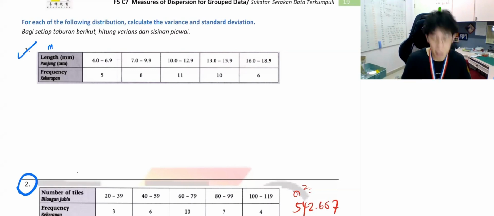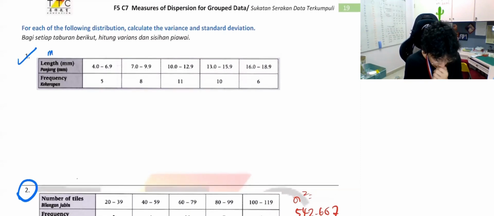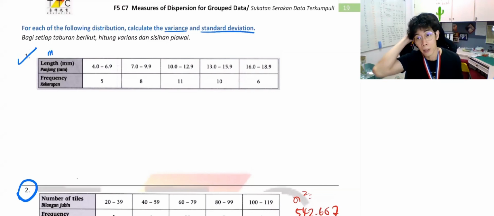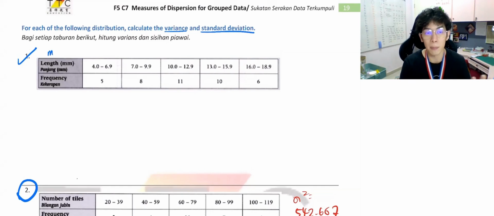Okay, come. Question number 1. Page 19. For each of the distribution, calculate the variance and standard deviation. Okay, everybody, same thing. Variance, standard deviation, same one.